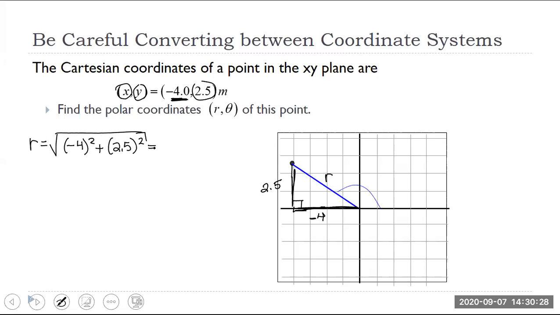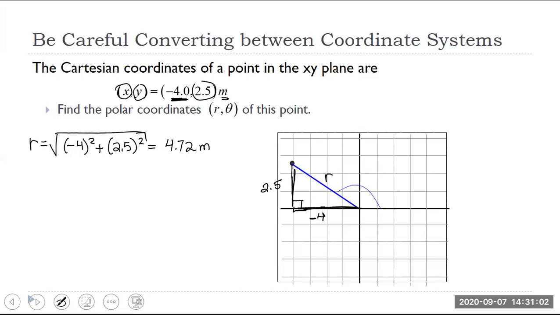And when I do that, let's see what I get. I get 4.72. I'm going to go ahead and put meters on that because I said that my coordinates were in meters. Be careful when you put this in your calculator, because if you don't have parentheses around that negative, it will square it first and then put the minus sign in. You guys familiar with that? You know what I'm saying?